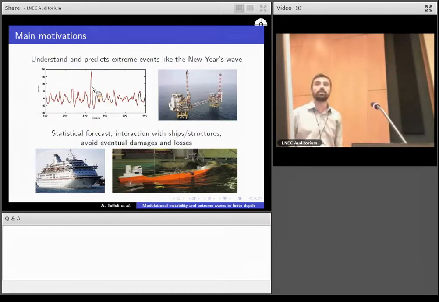First we would like to understand and predict those, and then to be able to forecast these events in the ocean, because we would like to also understand the interaction between those rogue waves with ships and structures, and eventually avoid some damages or losses. So, for example, this is the Louis Majesty ship, which was hit in 2010 by a rogue wave in the Mediterranean, and that rogue wave caused two losses. This one hit the front of the ship.